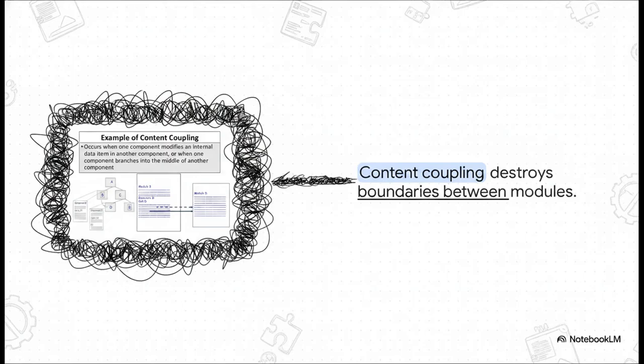Just look at this structural chaos. You've got code jumping with a goto statement right into the middle of another component. It completely obliterates any boundary between the modules. If that target component ever changes its internal structure, the jumping component fails instantly. You're basically just writing one giant messy script and pretending they're separate modules.